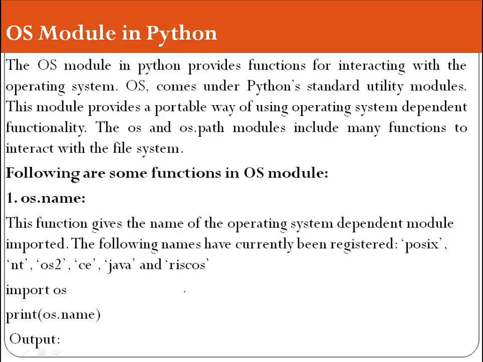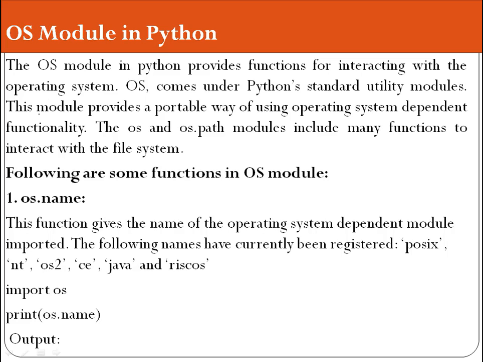The os module in Python provides functions for interacting with the operating system. It comes under Python's standard utility modules. This module provides a portable way of using operating system dependent functionality. The os and os.path modules include many functions to interact with the file system. So following are some of the os module functions.